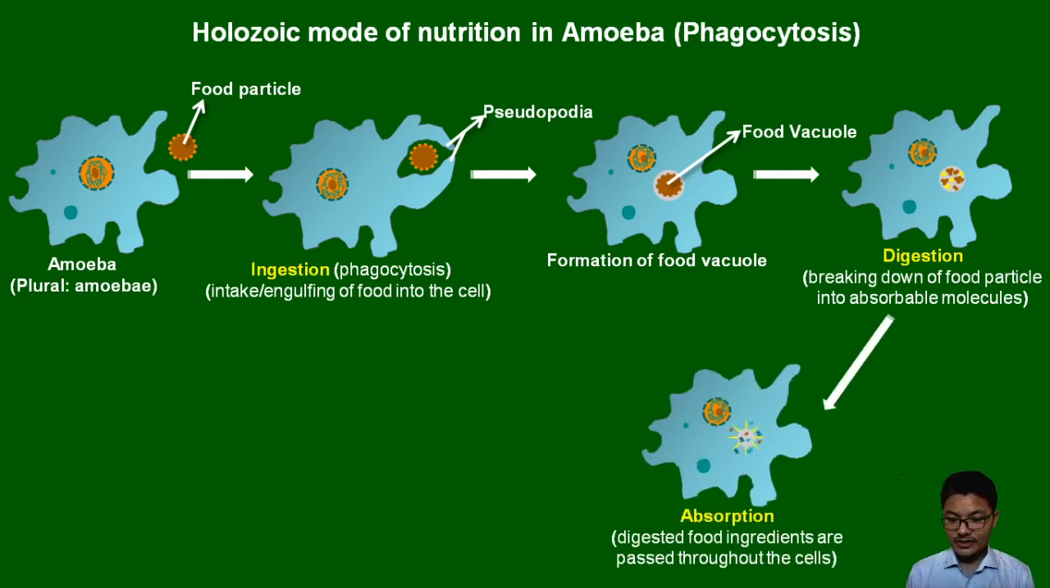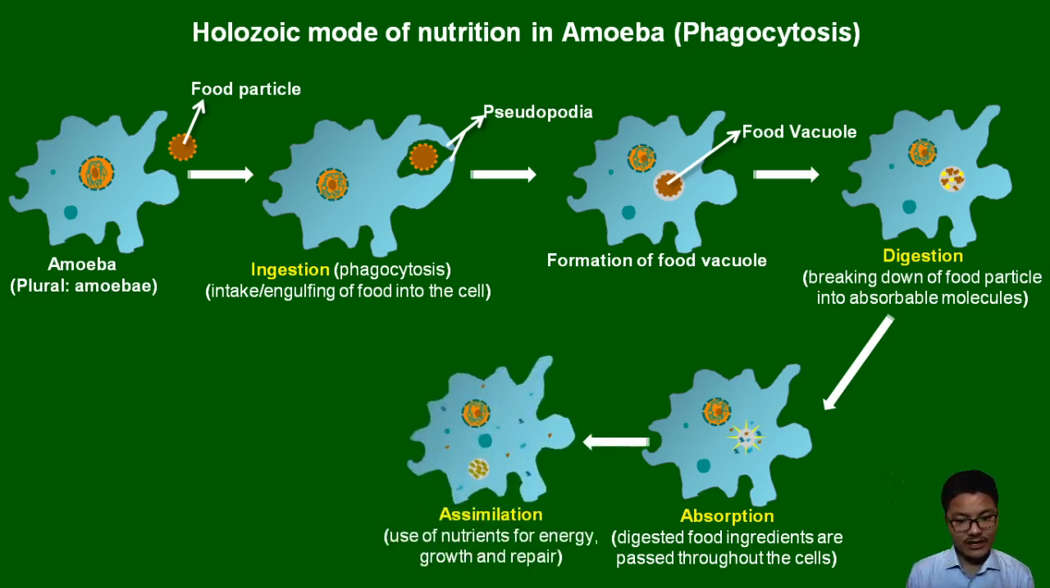Now, after digestion, there is absorption. Absorption is circulation, distribution of the nutrients which are derived from food throughout the cellular content of the amoeba. After absorption, it will be utilized for carrying out life, for deriving energy, and for different living processes in amoeba, even for growth and repair. So assimilation occurs after absorption. Assimilation is utilization of the ingredients or nutrients in the food for carrying out life processes.